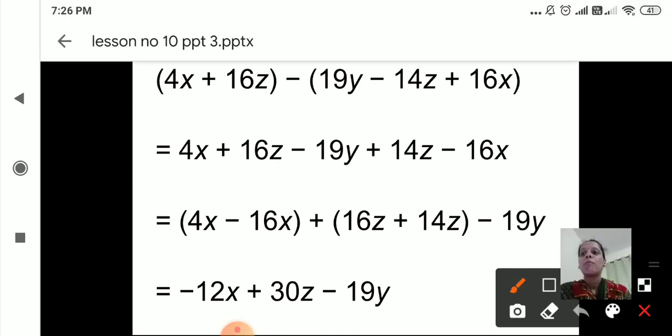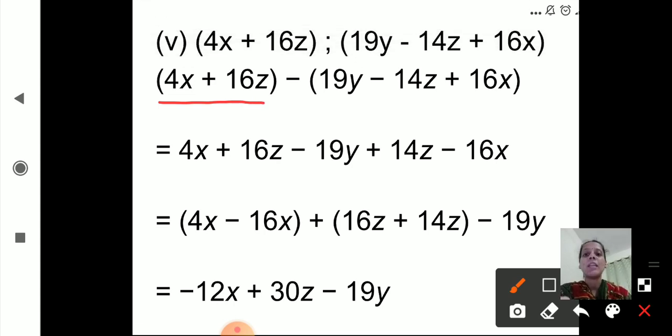So 4x plus 16z is the first algebraic expression, and the second algebraic expression is 19y minus 14z plus 16z, and in between a minus sign, right? Now what is the next step? Yes, we will remove the brackets. The first algebraic expression we will write down as it is, 4x plus 16z.